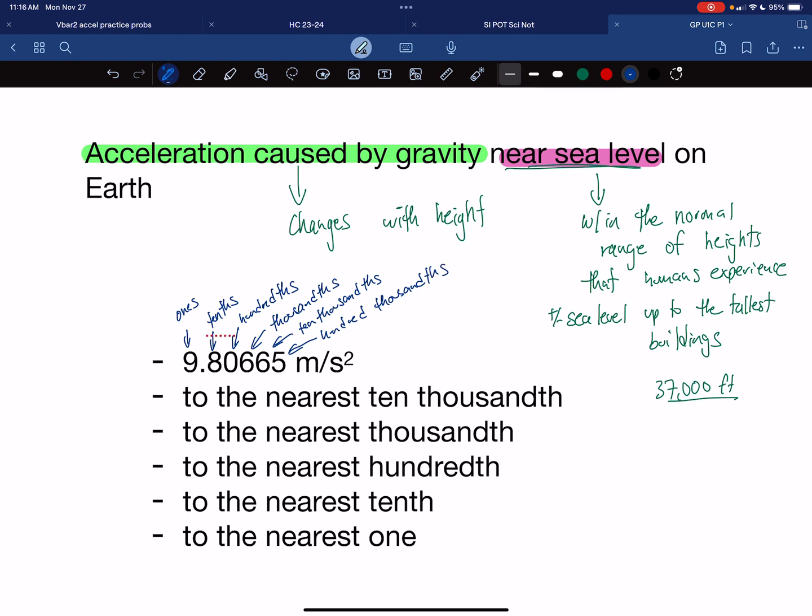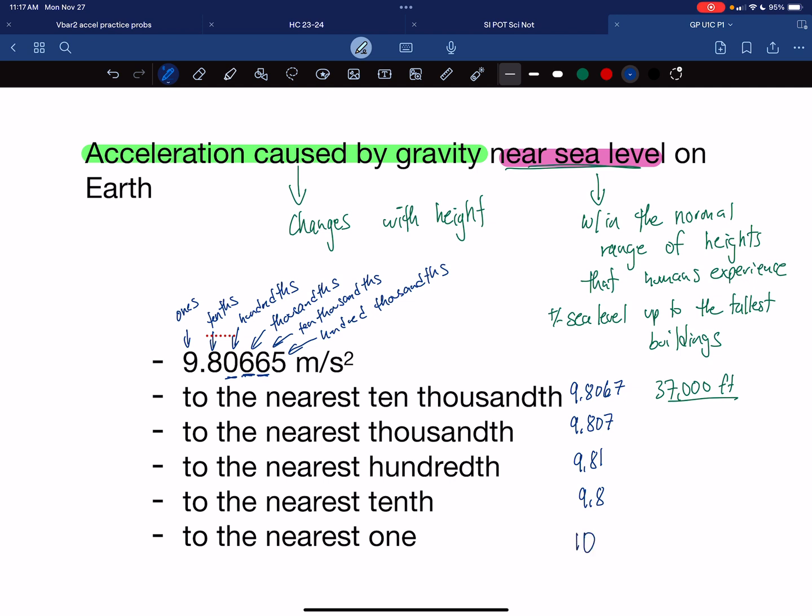So if we were to take this number and round it to the nearest 10,000th, well, that would be to this place. The 5 would cause it to round up, so that would be the number 9.8067. And if we rounded it to the nearest thousandth, that would be this place. Well, that would give us 9.807. And if we rounded it to the nearest hundredth, well, that would be 9.81. And if we rounded it to the nearest tenth, that would be 9.8. And if we rounded it to the nearest 1, it would be 10.